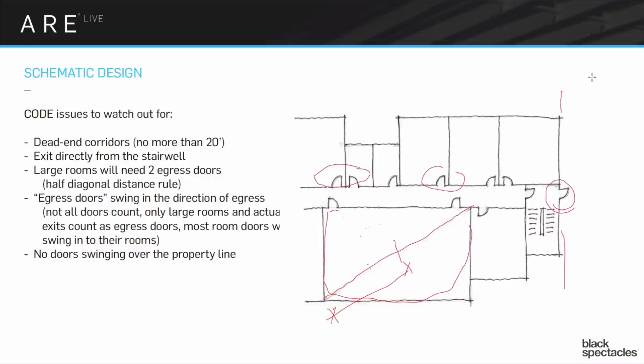More likely, the property line is actually going to be somewhere out here, and this line is probably a building limit line, which is more of a zoning line, and the door can, in fact, swing over a building limit line. It just can't swing over the property line.